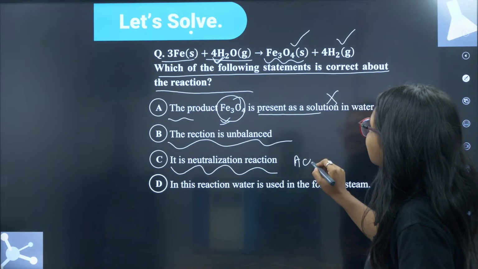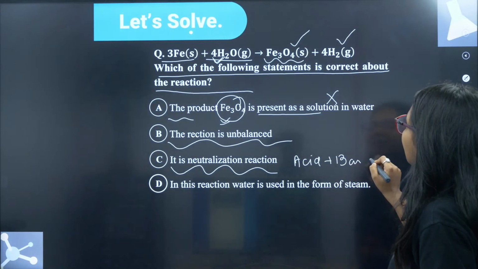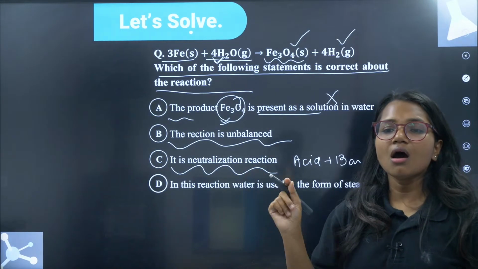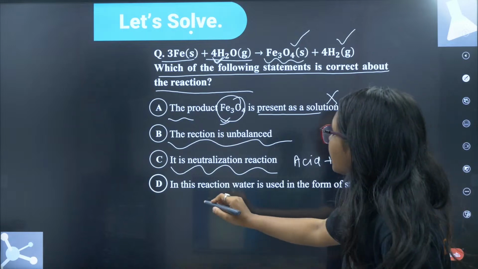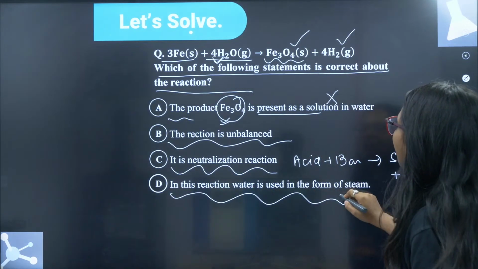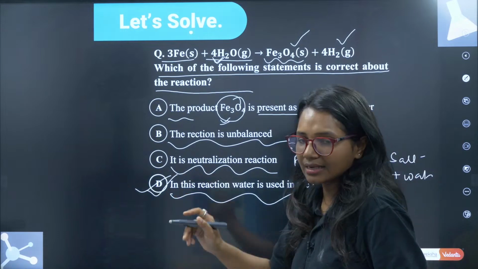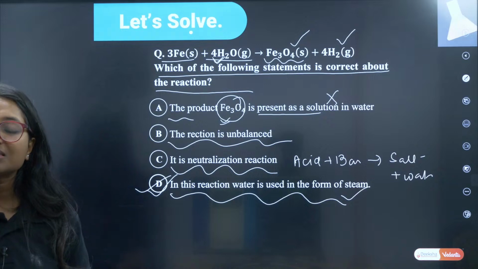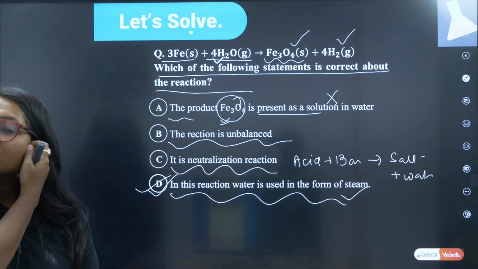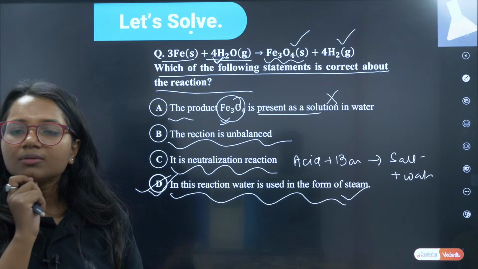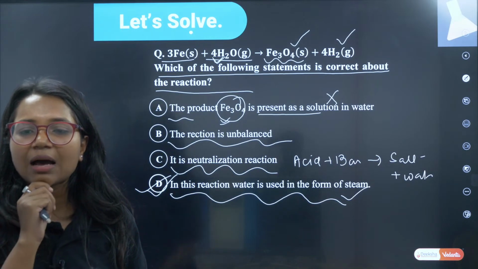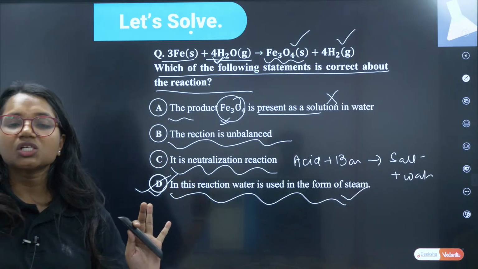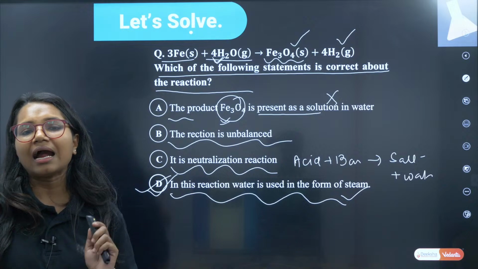Neutralization means what? Acid plus base gives salt plus water. Correct? This is called a neutralization reaction. In this reaction, water is used in the form of steam. This is the absolutely correct answer. Yes, very good. In this reaction, water is used in the form of steam. Absolutely correct, Skanda. Very good, Sonu. Yes, there is no salt. D is the correct answer. Clear? This was an easy question. You just have to find out the state of the reactants.